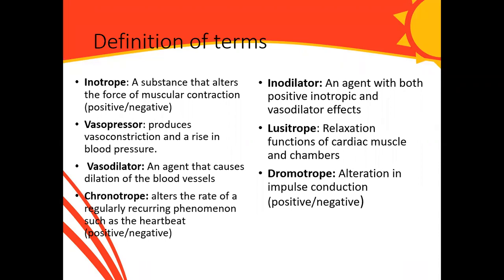Chronotropes are those agents that alter the rate of a regularly reoccurring phenomenon, such as a heartbeat. Those agents that increase the heartbeat are known as positive chronotropes, and those that reduce the heartbeat are known as negative chronotropes. Inodilators are agents that have both a positive inotropic effect and a vasodilator effect. Lucitropes cause relaxation of cardiac muscles and chambers. And dromotropes are those that alter the conduction of electrical impulses through excitable tissues, and we can have either positive or negative dromotropes.